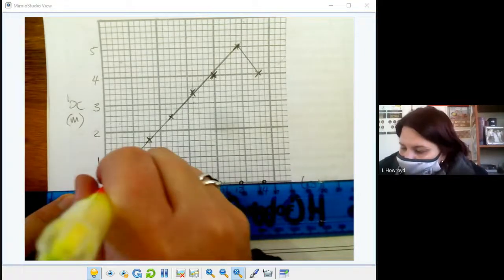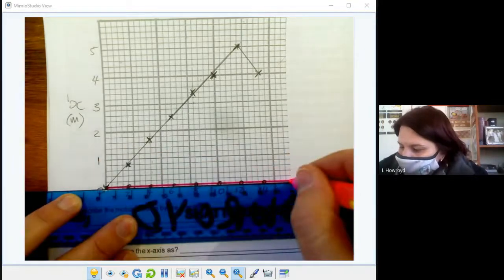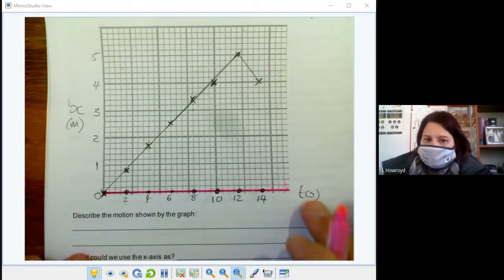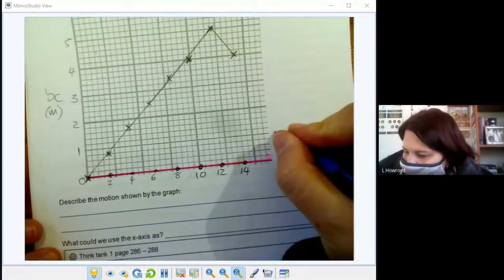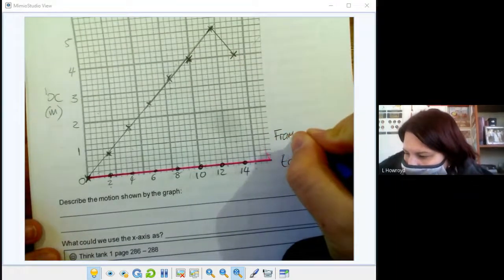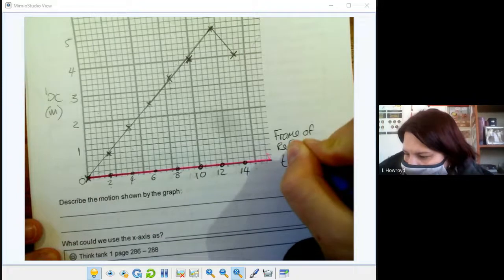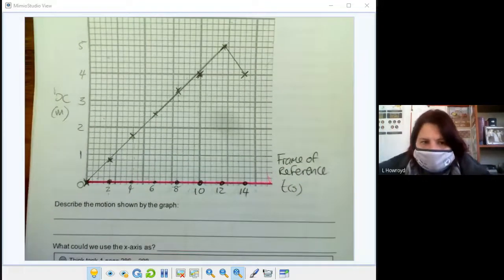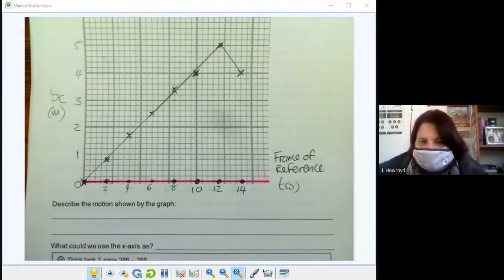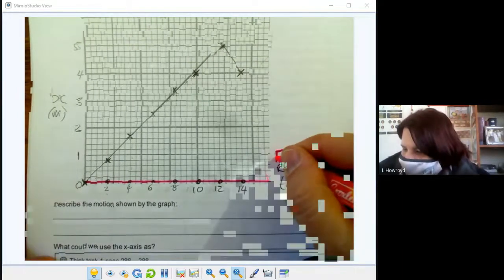where the x-axis is. That is your frame of reference. Position time graph, frame of reference. They must just go together as naturally as possible.